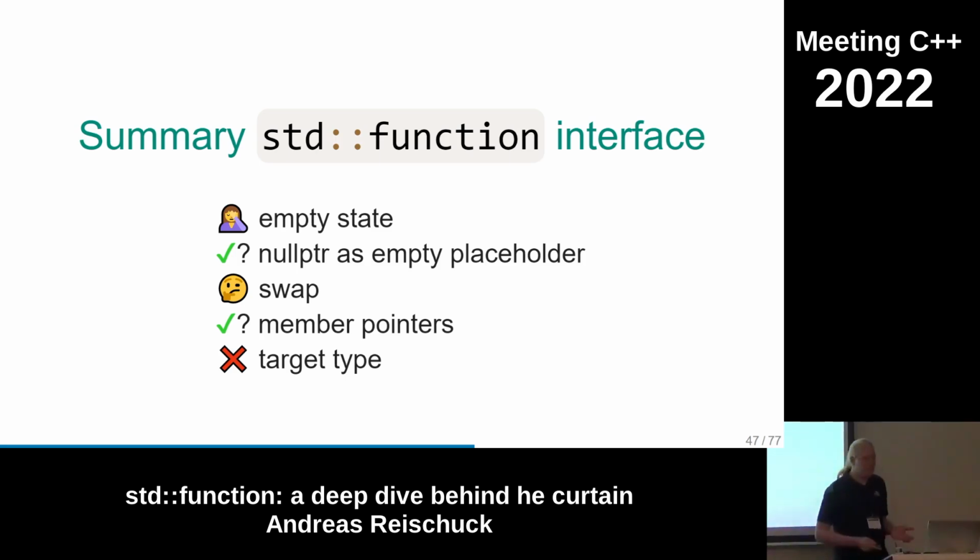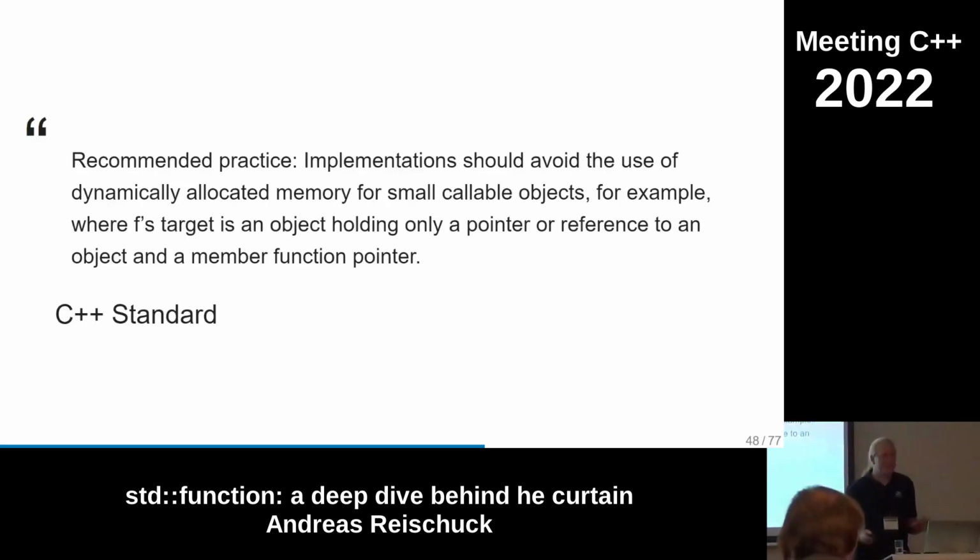But we are missing one big thing. The standard mandates or recommends, which is the same in practice, that we should avoid dynamic allocations. And that's the thing we always do with the shared pointer. We always allocate. And it also describes that a callable that only holds a pointer and a member function pointer should not allocate. I was a bit confused by that. What, or and, combines here.